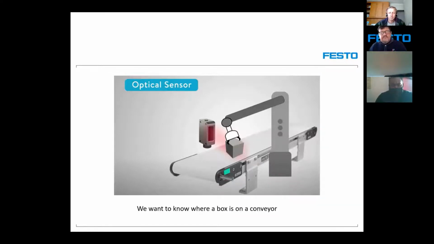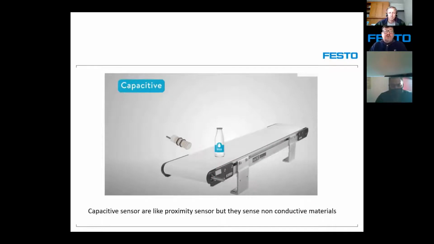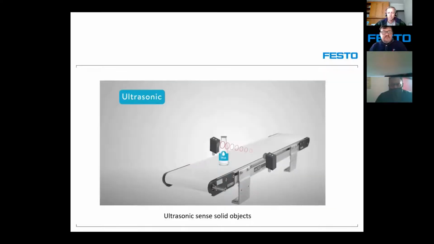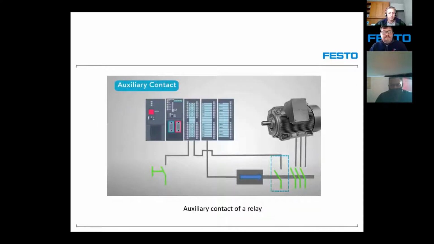Then you have, for example, your capacitive sensor. Capacitive sensors are like proximity sensors that sense non-conductive materials, for example. That's also one of the input components. Ultrasonic sensors sense solids, to measure solids within a bottle. And then any auxiliary contacts of a motor or a system that you want to control.